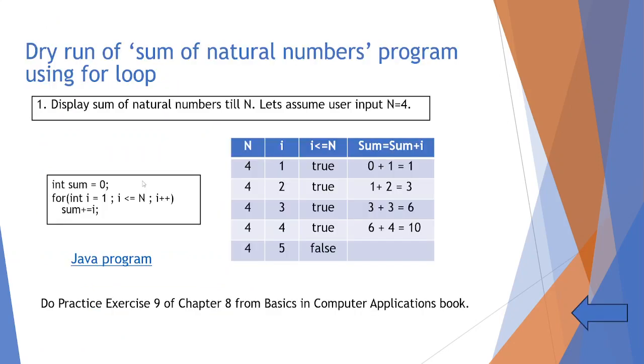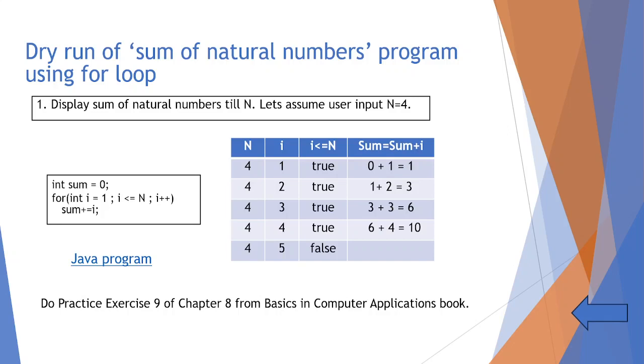Now, a simple sum of series, let's discuss. Display the sum of natural numbers till n. Let's assume user input n is 4, and we are running a loop from 1 to n, a definite loop. For storing the sum, we need a variable before the for loop, which should be initialized to 0, so that whenever we say plus, 0 plus will happen.